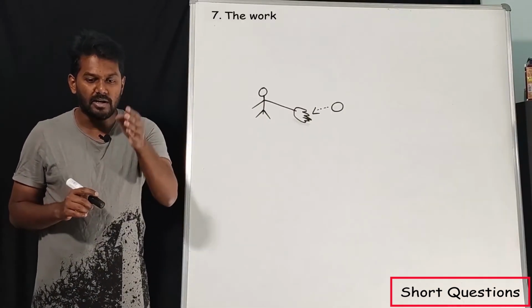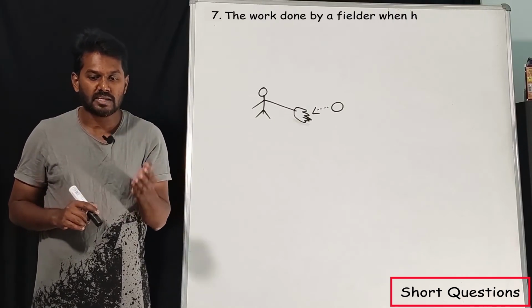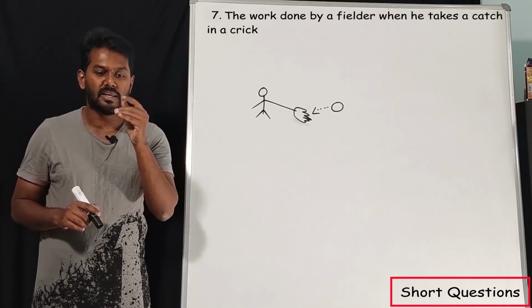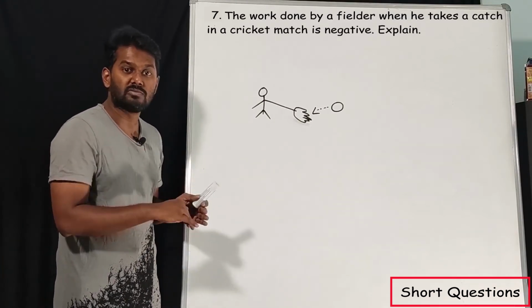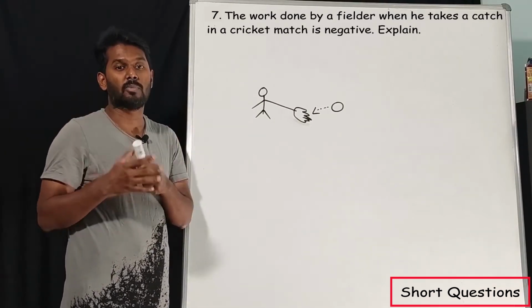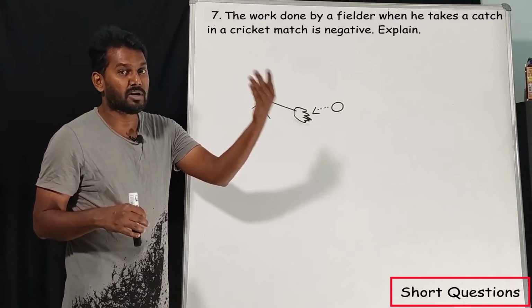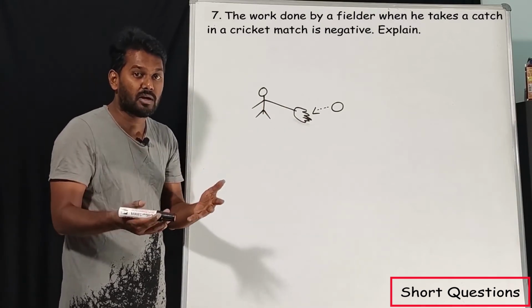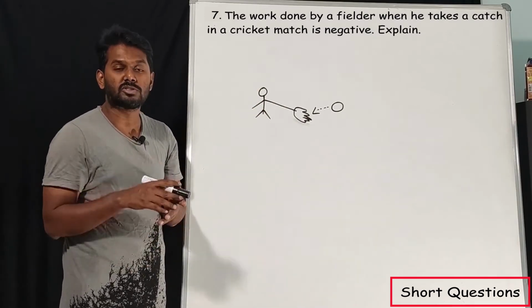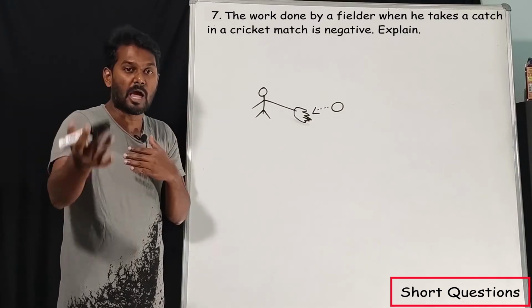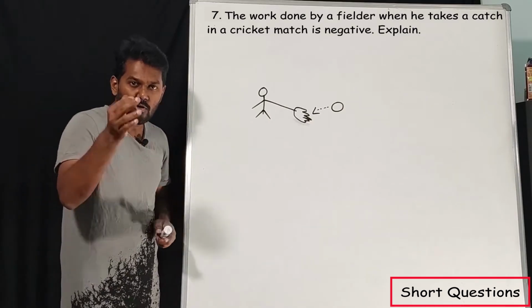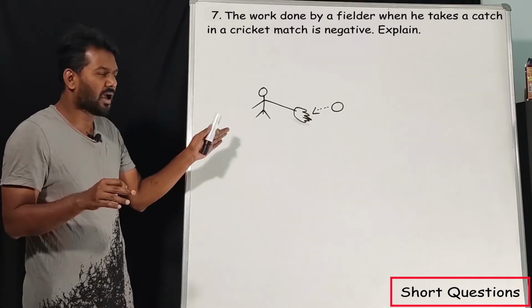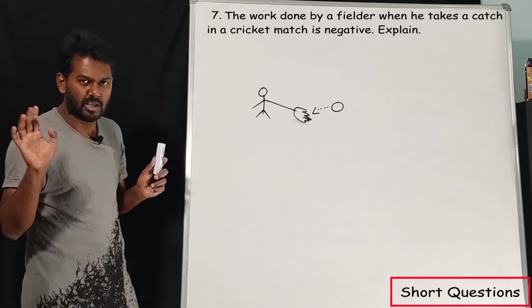The work done by a fielder when he takes a catch in a cricket match is negative. Explain. Very simple question. See, this is why logics are very important. Few examples are given in the textbook. That is what we have learned during the concept. See this question, this is a different example. These are called application oriented questions. If you know the logic properly, then answering these kinds of questions is very easy.